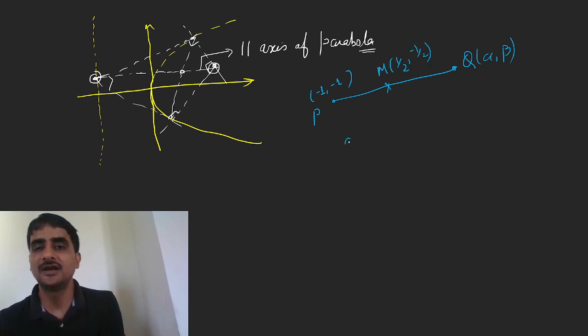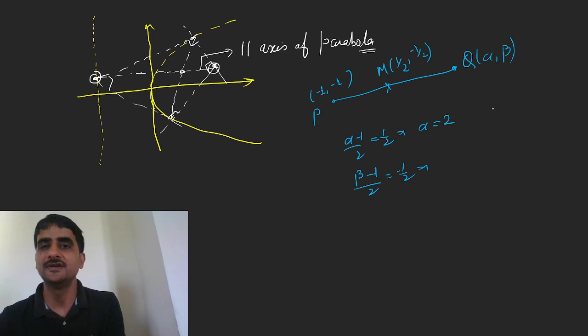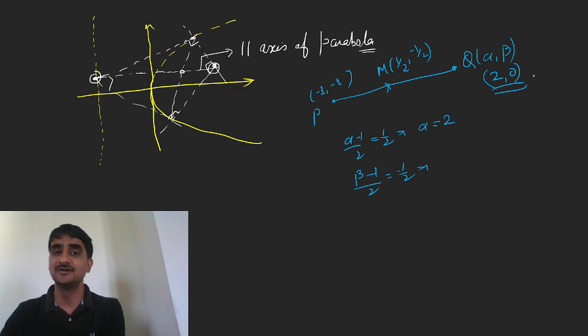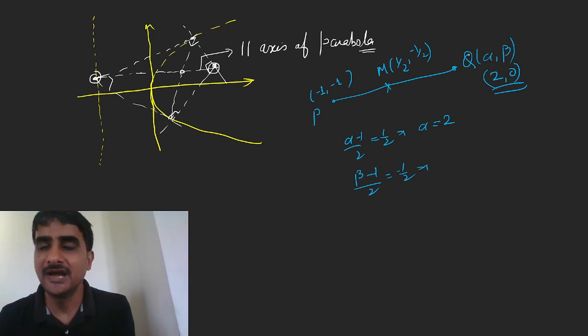Okay, so this is alpha minus 1 by 2 is half, so definitely alpha is, I suppose it's 2, and beta minus 1 by 2 is minus half, so definitely beta is 0. So this is 2 comma 0. That's the other point.